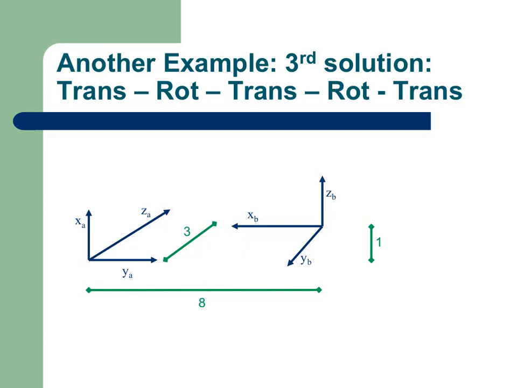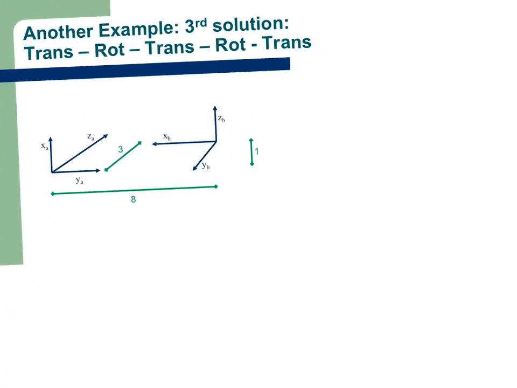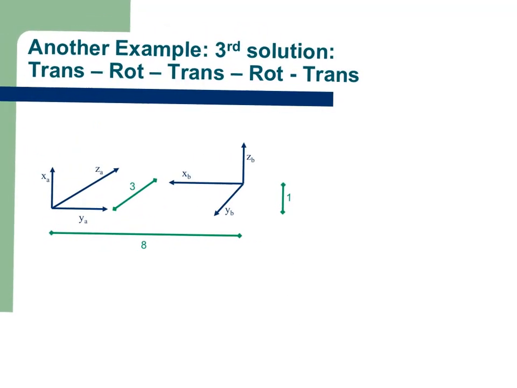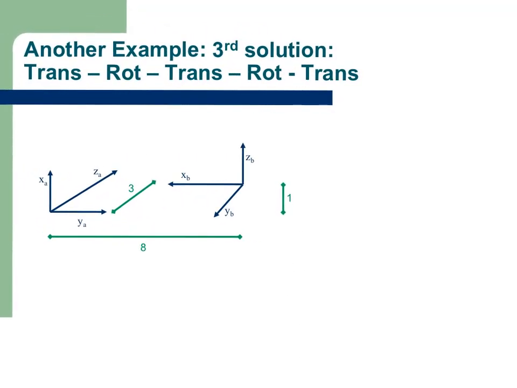So the first thing that I want to do is translate along the z-axis by 3. So that's 0, 0, 3.